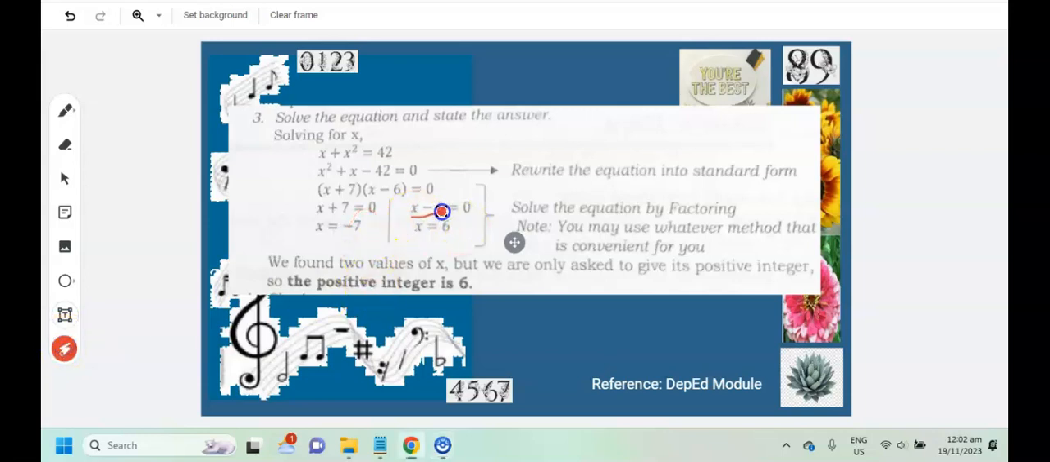Now we have x minus 6 equal to 0. We add again the additive inverse of negative 6, which is positive 6, to both sides of the equation para x na mahibilin sa left side, and then 0 plus 6 is equal to 6. Alright, so the second root or the second value of x is 6. Therefore, the positive integer is 6.